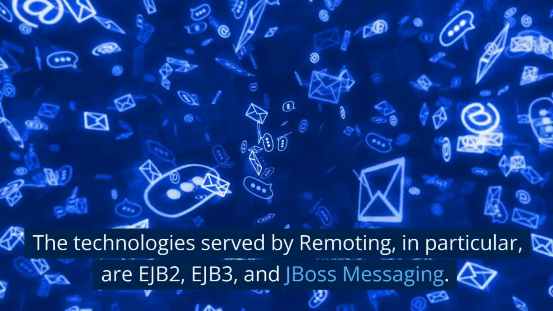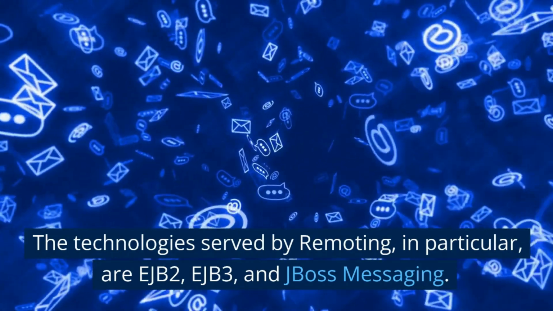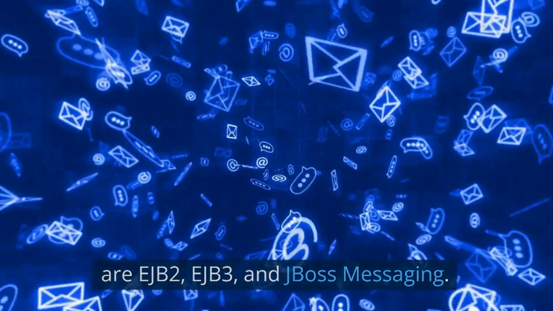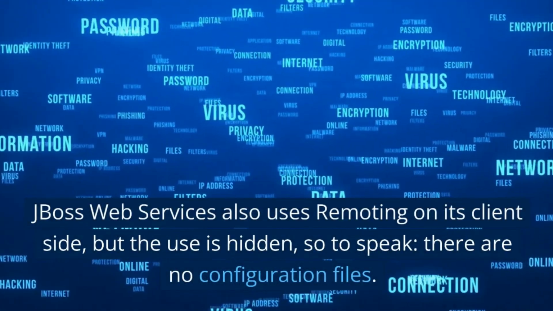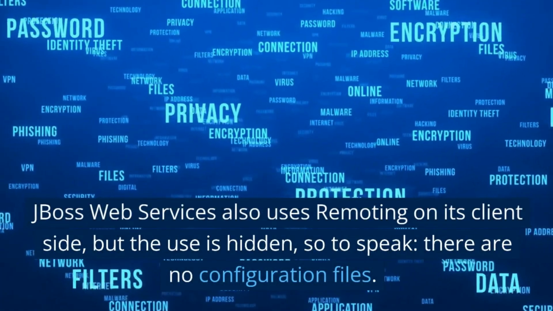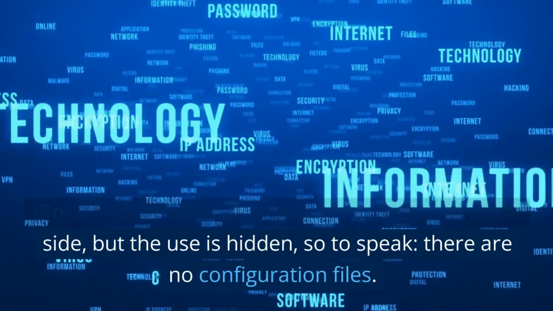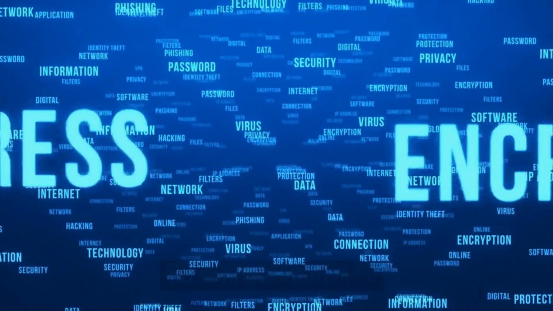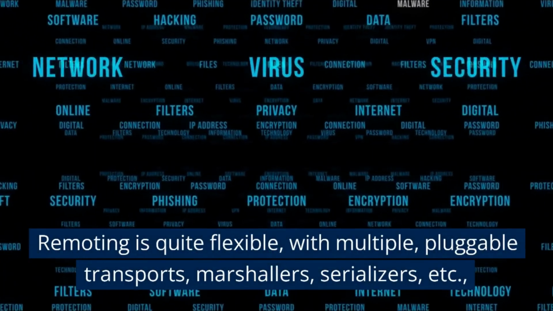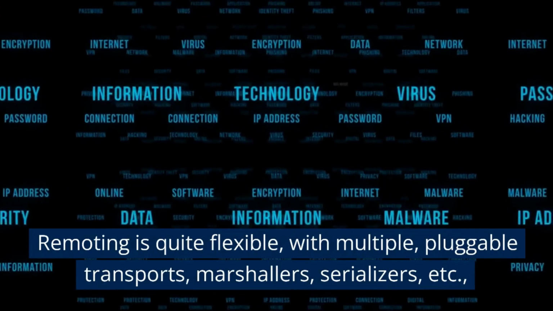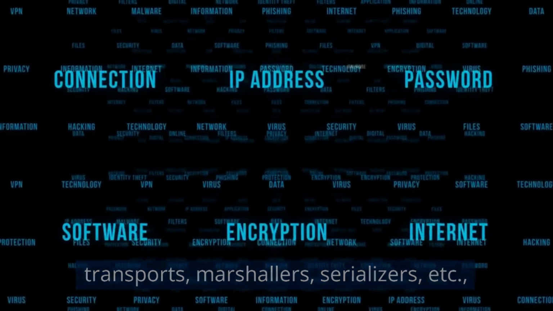The technologies served by Remoting, in particular, are EJB2, EJB3, and JBoss Messaging. JBoss Web Services also uses Remoting on its client side, but the use is hidden, so to speak. There are no configuration files. Remoting is quite flexible, with multiple, pluggable transports, marshallers, serializers, etc.